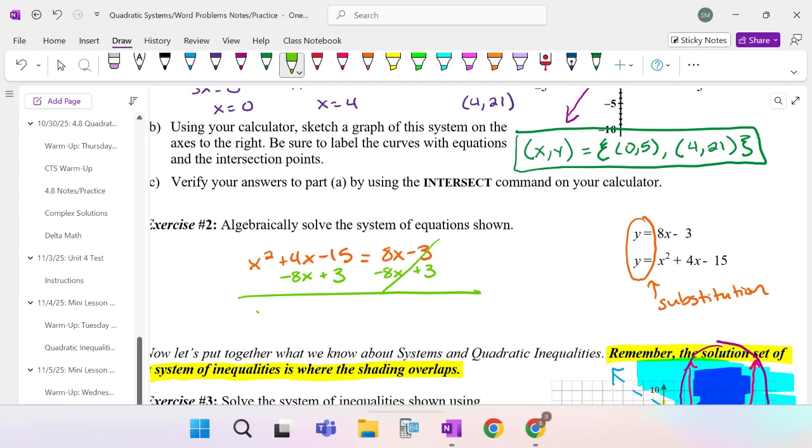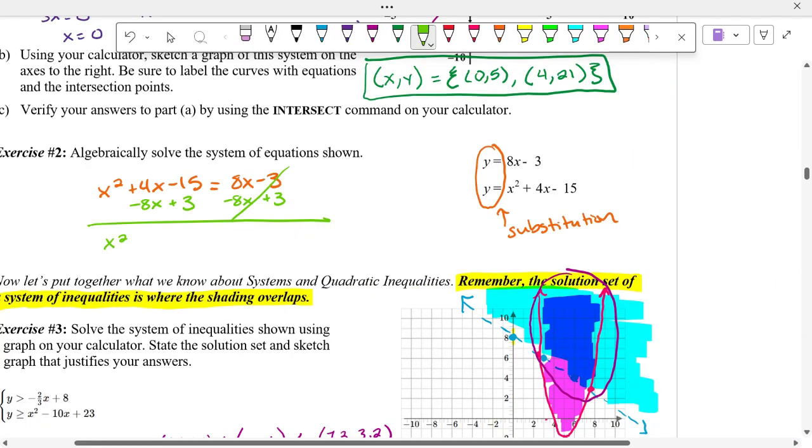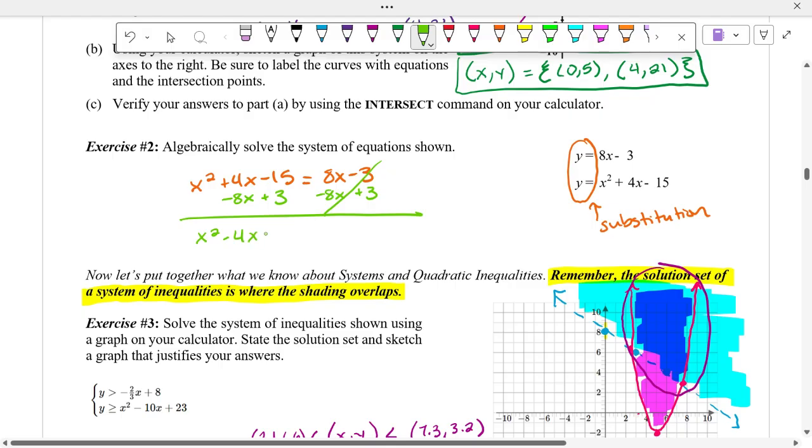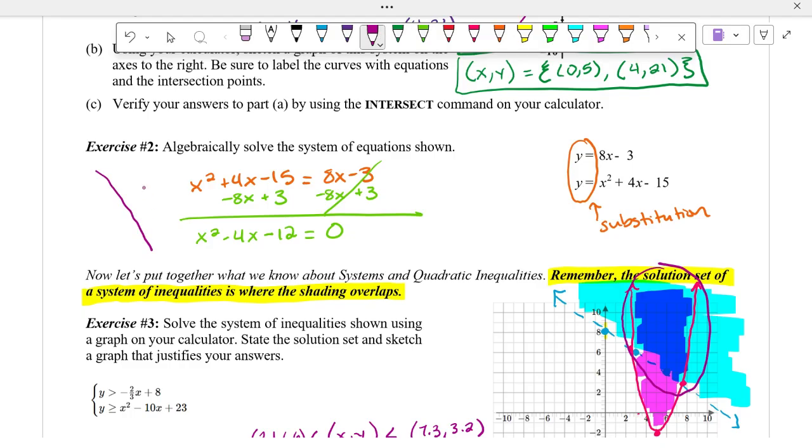That goes away. I get x squared minus 4x minus 12 is equal to 0. Now, most of these, like I said, we'll be able to solve by factoring, so that's what we're going to do. So, if I was to factor this, I have negative 12 on top, negative 4 on the bottom. We're looking for two factors of negative 12 that will add to negative 4. 2 and negative 6.